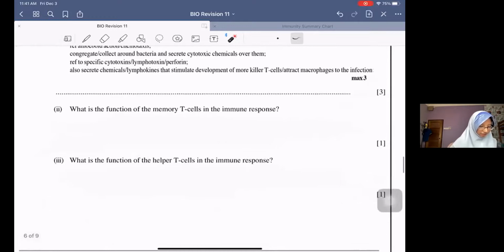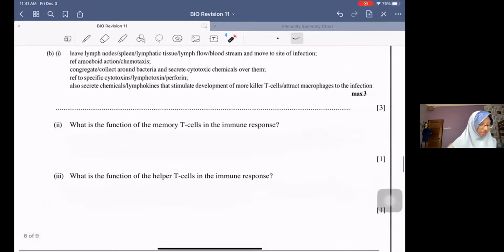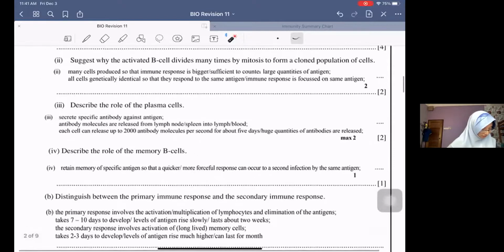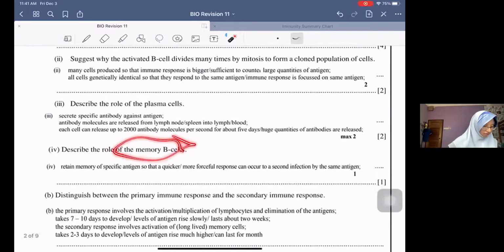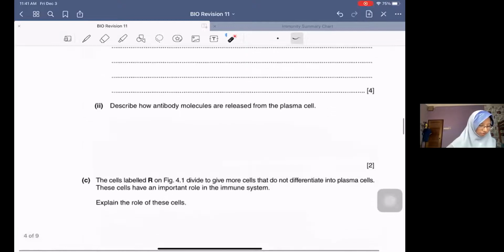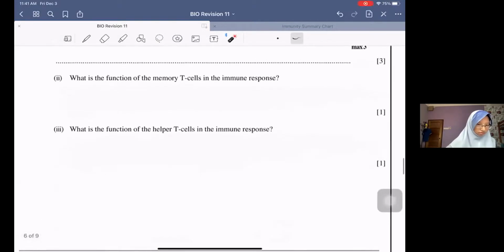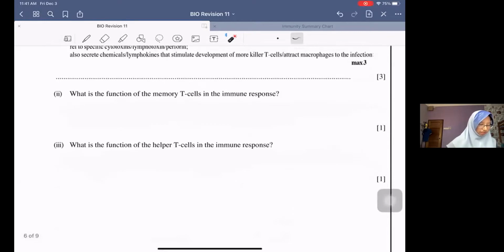Okay, what is the function of memory T cells in immune response? Same thing as just now. Does anybody want to try? Same thing as this one. Never mind.